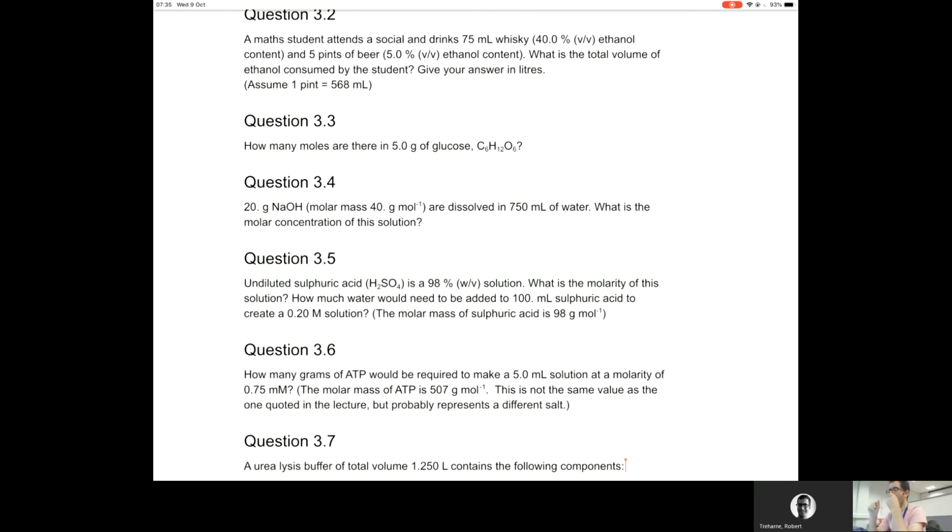And then I'd like to know how much water I would need to add to 100 milliliters of this sulfuric acid to create a 0.2 molar solution. And I've also said the molar mass of sulfuric acid is 98 grams per mole, so I don't need to work it out, right?